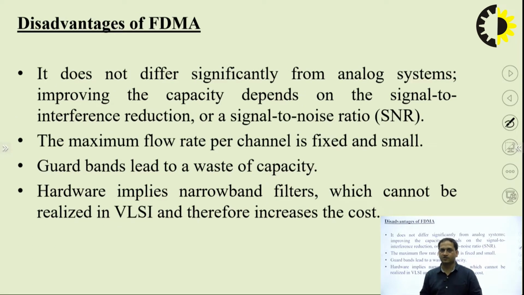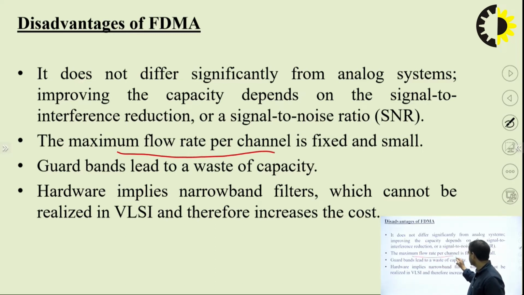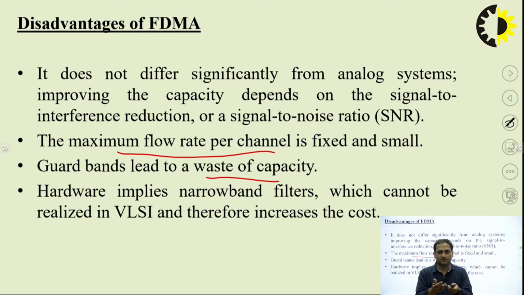There are also some disadvantages of the FDMA system. It does not differ significantly from analog systems, right? Improving the capacity depends on the signal to interference reduction, or the signal to noise ratio. The maximum flow rate per channel is fixed, and the guard bands lead to a waste of capacity, because when we have different subcarriers, as I mentioned previously, F1, F2, F3, F4 and so on, between F1 and F2 we have to place guard bands, right? This guard band is not informative, which we do not require.